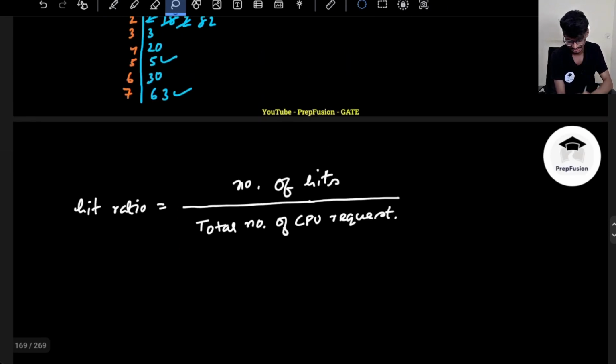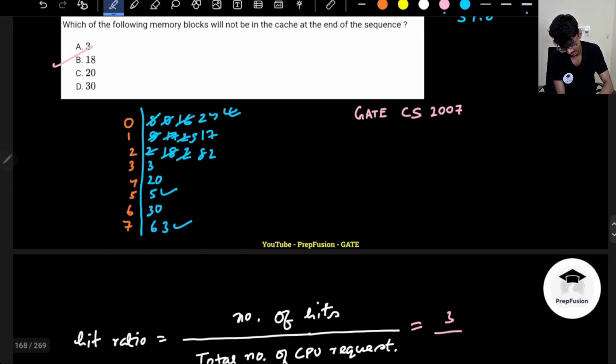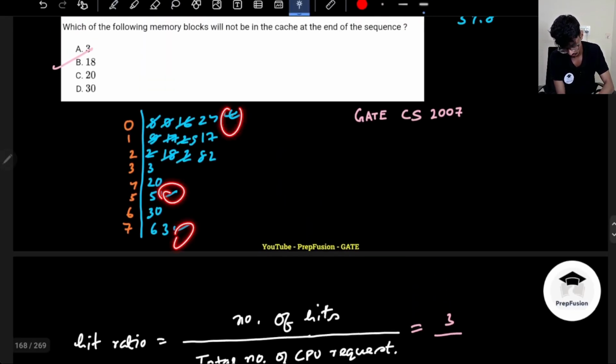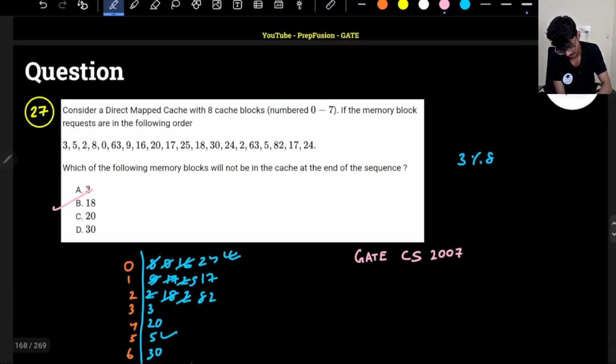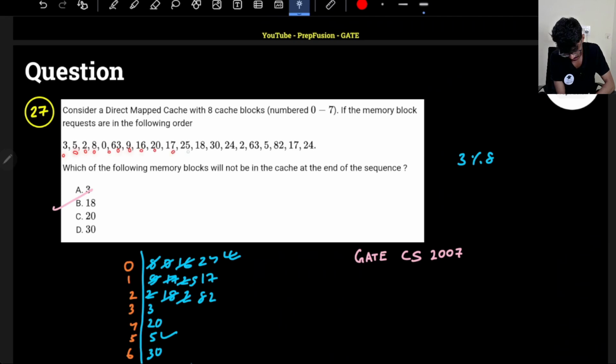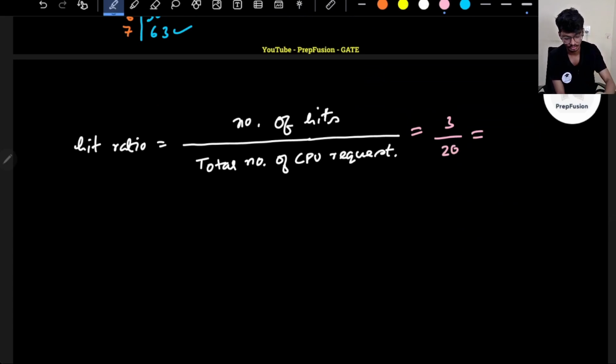Hit ratio here will be like, number of hits will be 3, because I had 3 hits, 1 hit here, 1 hit here, 1 hit here. And how many requests did I have? Total 20, I guess: 1, 2, 3, 4, 5, 6, 7, 8, 9, 10, 11, 12, 13, 14, 15, 16, 17, 18, 19, 20. So it is total 20, 3 by 20. So the hit ratio is actually bad, but as we increase our requests, the hit ratio will improve. So this will be 0.15. 0.15 will be the hit ratio.